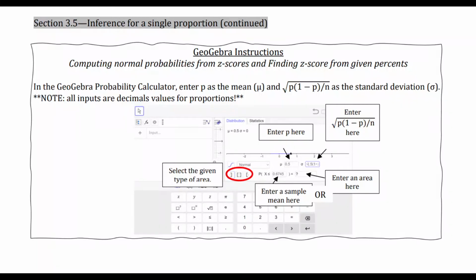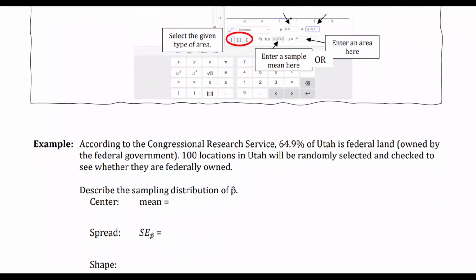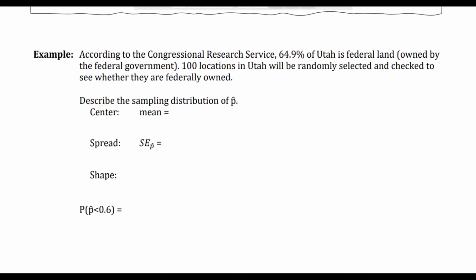In this video, we discuss how to use GeoGebra to calculate normal probabilities for the sampling distribution of p hat. The directions are given here, and we'll use the example found below to illustrate how to use GeoGebra. According to the Congressional Research Service, 64.9% of Utah is federal land. 100 locations in Utah will be randomly selected and checked to see whether they are federally owned. Describe the sampling distribution of p hat.